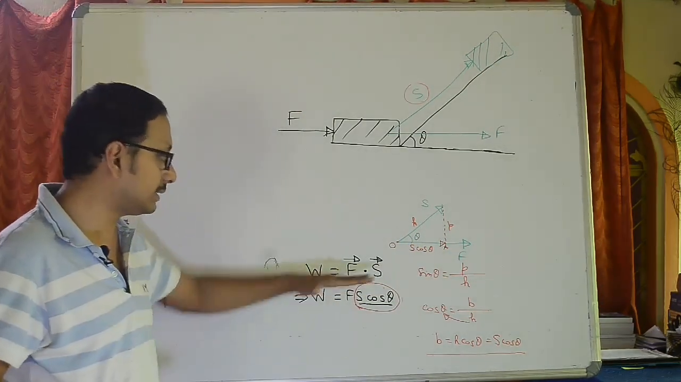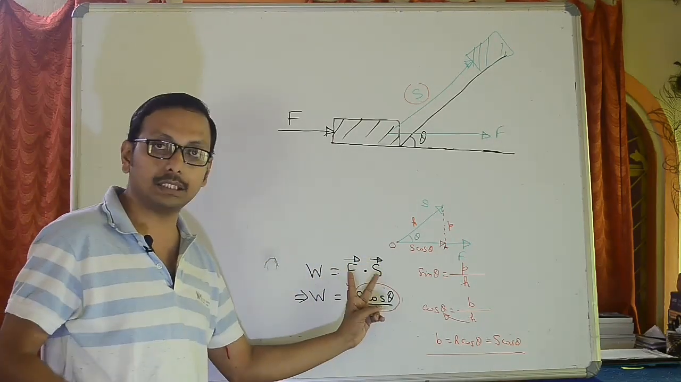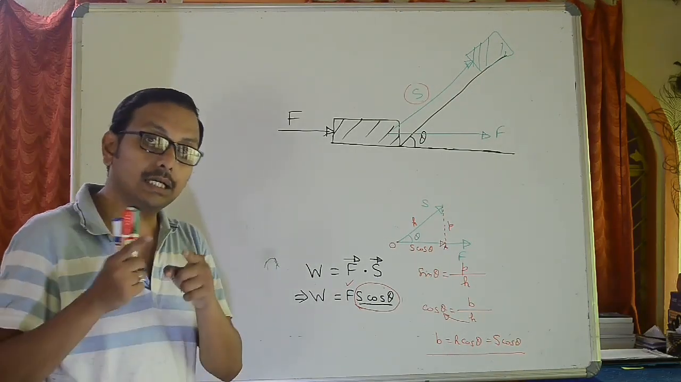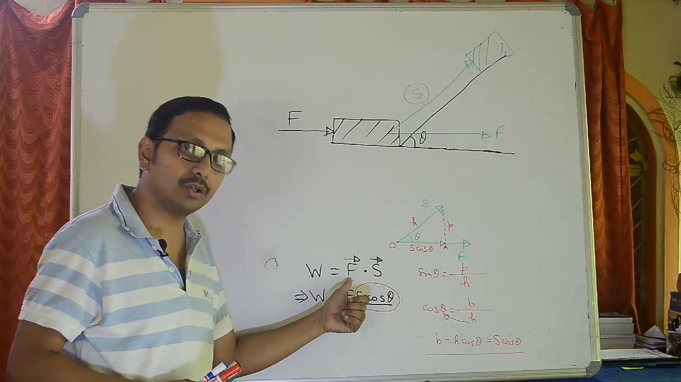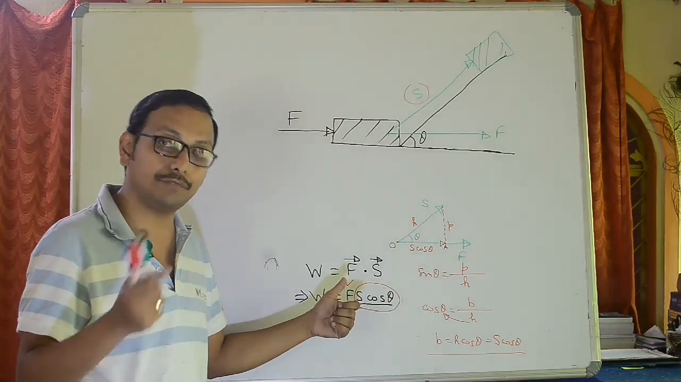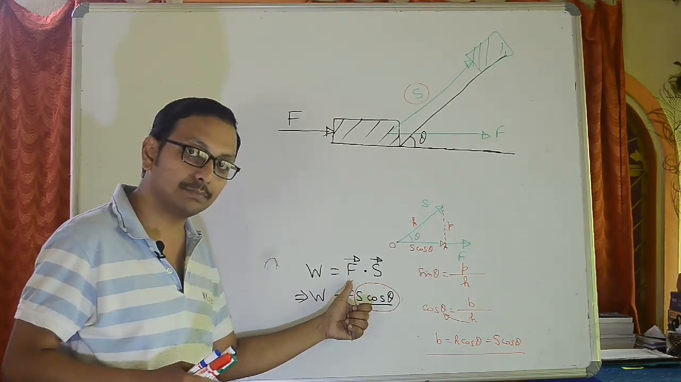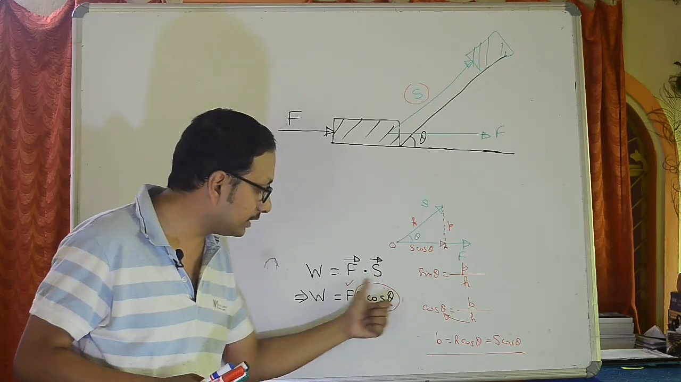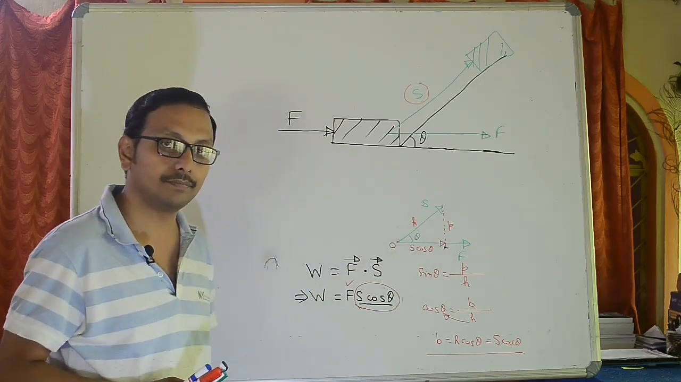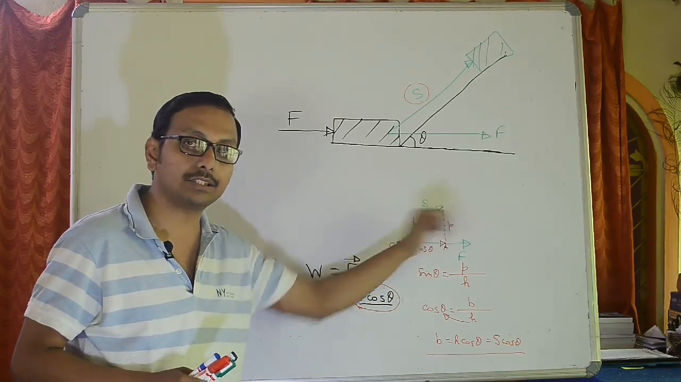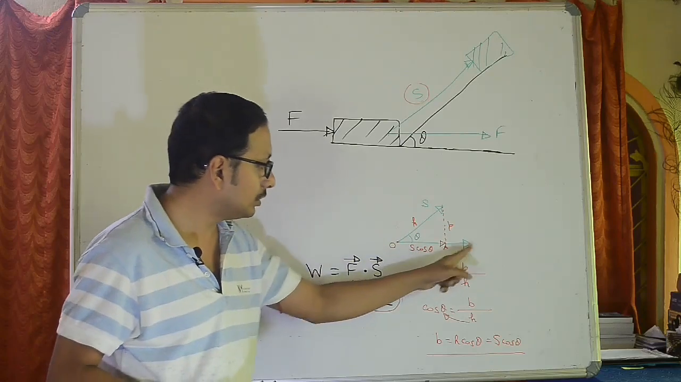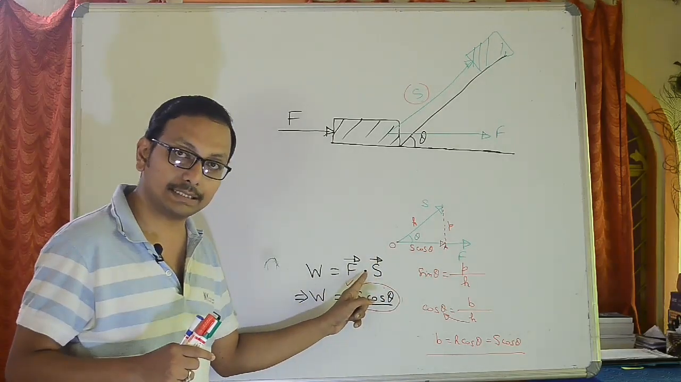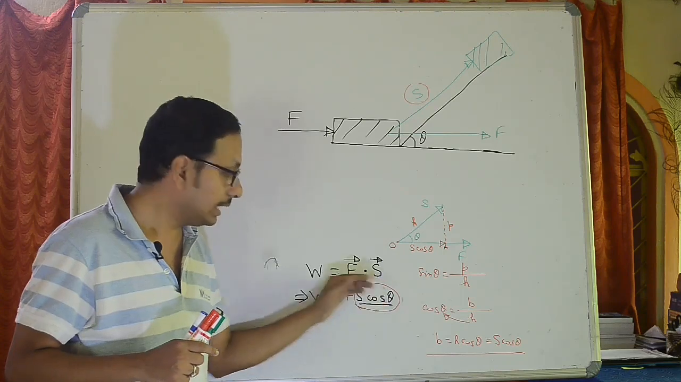So what is scalar product? What does scalar product say? If there are two vectors, then the scalar product is the product of the magnitude of the first vector and the component of the second vector in the direction of the first vector. That means the product of force, that is the first vector, and the component of displacement, that is the second vector, in the direction of the force.